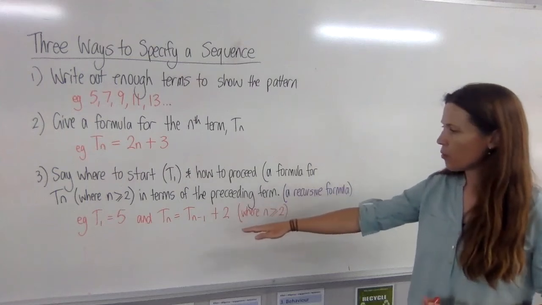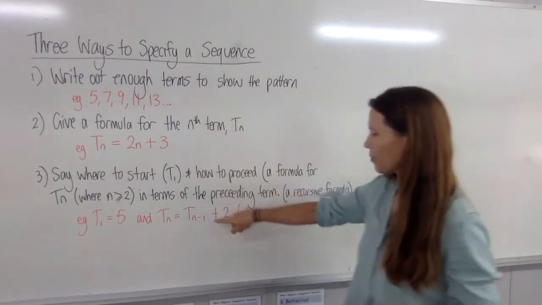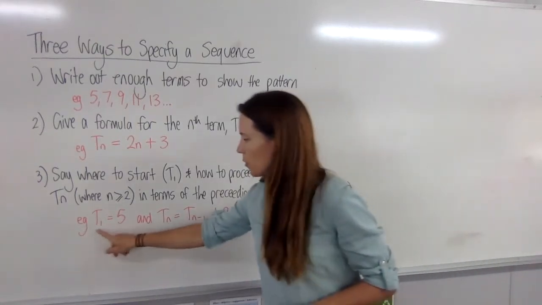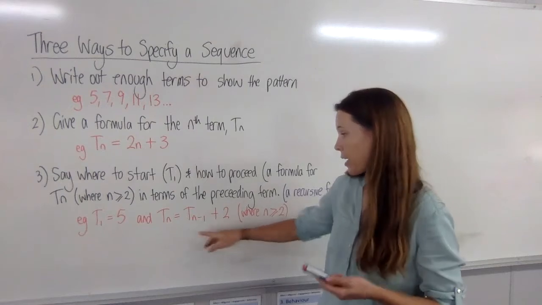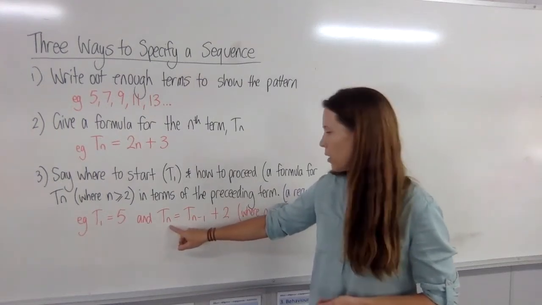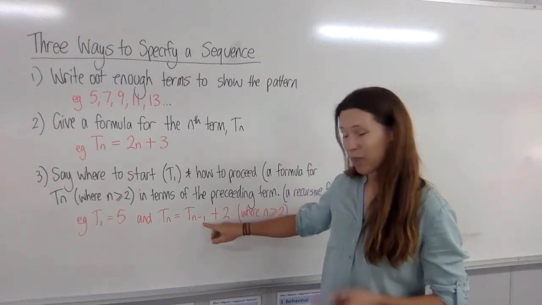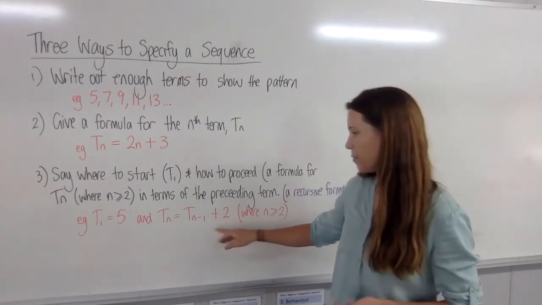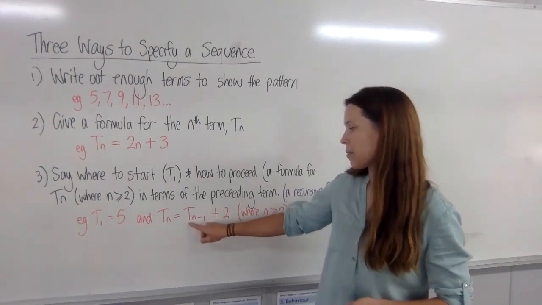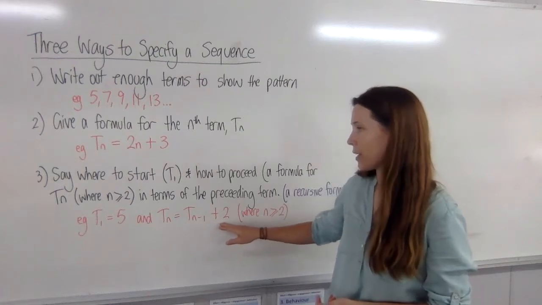So if you look at this formula, this is exactly the same sequence as what I've specified in the earlier two examples here. We're saying the first term's 5, but then if you want to find any term after that, say if you want to find the second term, sub 2 in here, 2 minus 1, they say start with the first term and add 2. If you want to find the third term, put 3 in here, that would be the second term plus 2. The fourth term would be the third term plus 2.